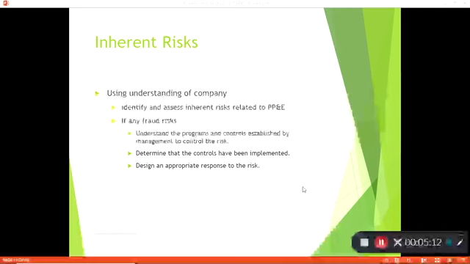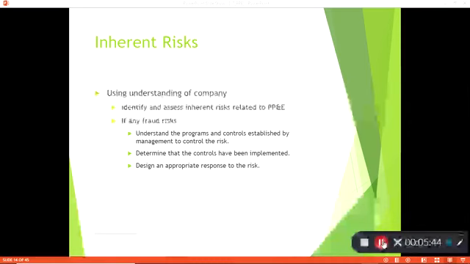What's the likelihood they're going to break down, or that they're going to become obsolete? Those are the kind of things we would think about as the auditor. And then thinking about fraud risks, usually with PP&E, when you're talking about fraud risk, we're talking about misappropriation of assets, theft. And so what kind of controls does management have in place to deal with that?